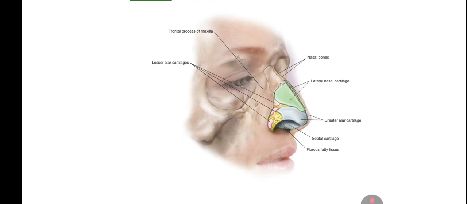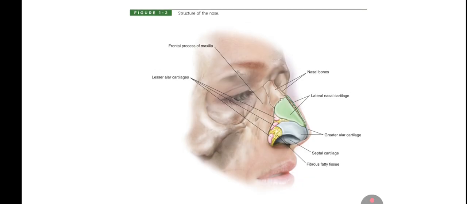The anterior one-third is composed of the nasal bone, which is what we call the bridge. That's what we've learned before. Then we have the lower two-thirds, which is the lateral nasal cartilage, the greater alar cartilage, the septal cartilage, the fibrous fatty tissues, and the lesser alar cartilage. And the section that's left out here is our frontal process of maxilla.